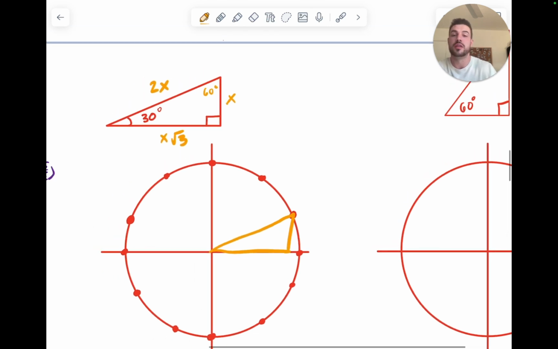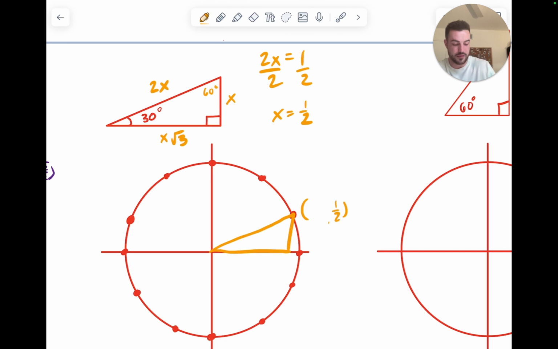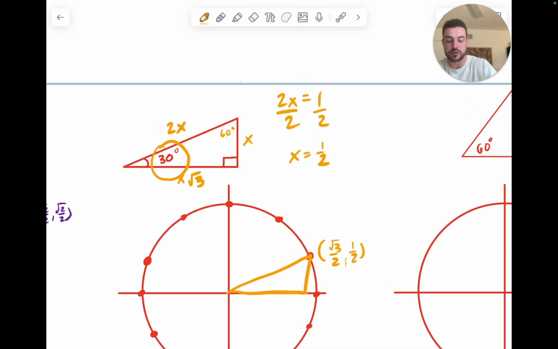We know that since our hypotenuse is equal to 1 on the unit circle, we can find the lengths of both our horizontal value and our vertical value that will get us to another point on our unit circle. We get x equals 1/2. So the vertical distance there is 1/2, and our horizontal is going to be 1/2 times root 3, which is root 3 over 2. All right, and just a reminder, 30 degrees is equal to pi over 6 radians.